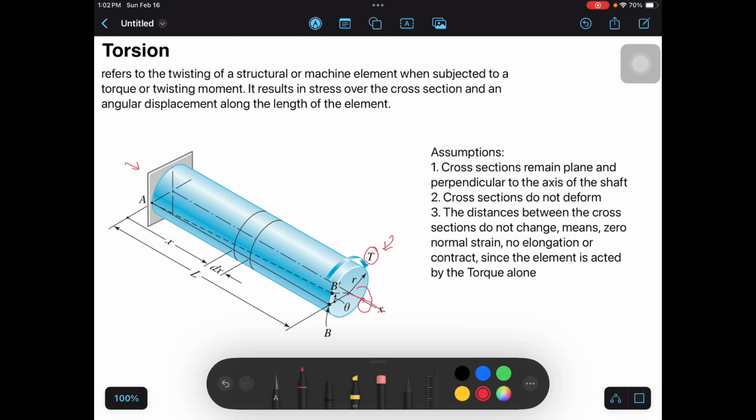So this results in stress and strain. They're partners, right? The stress happens over the cross section. So this is our cross section. This is our solid shaft and this is its cross section. All parts of it have a cross section like this, even at A. So these are the cross sections. This is where the stress happens.